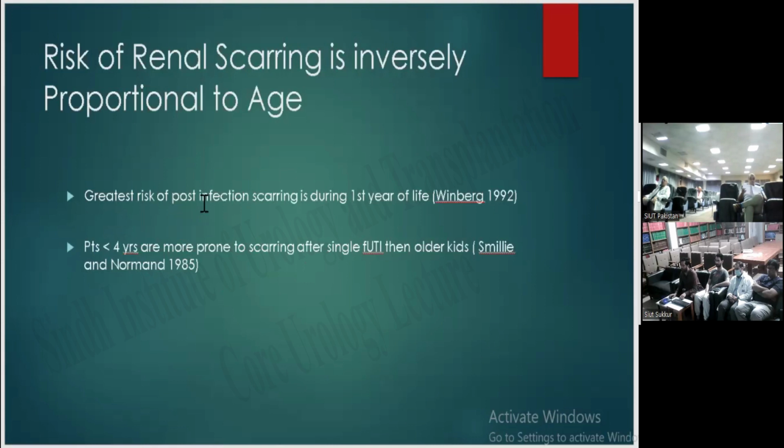The risk of renal scarring is inversely proportional to age. The greatest risk of post-infection scarring is during the first year of life, and patients less than 4 years are more prone to scarring after a single febrile UTI than older kids.